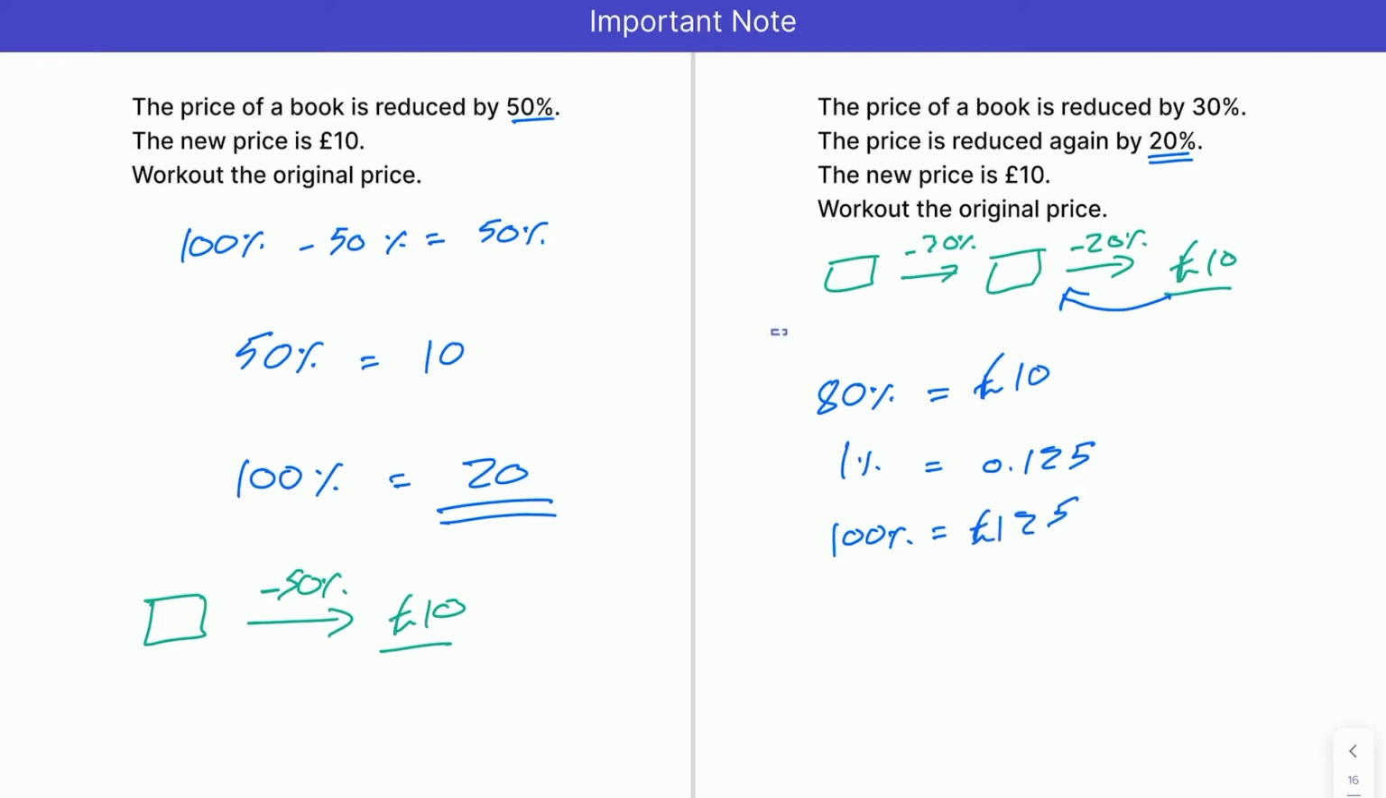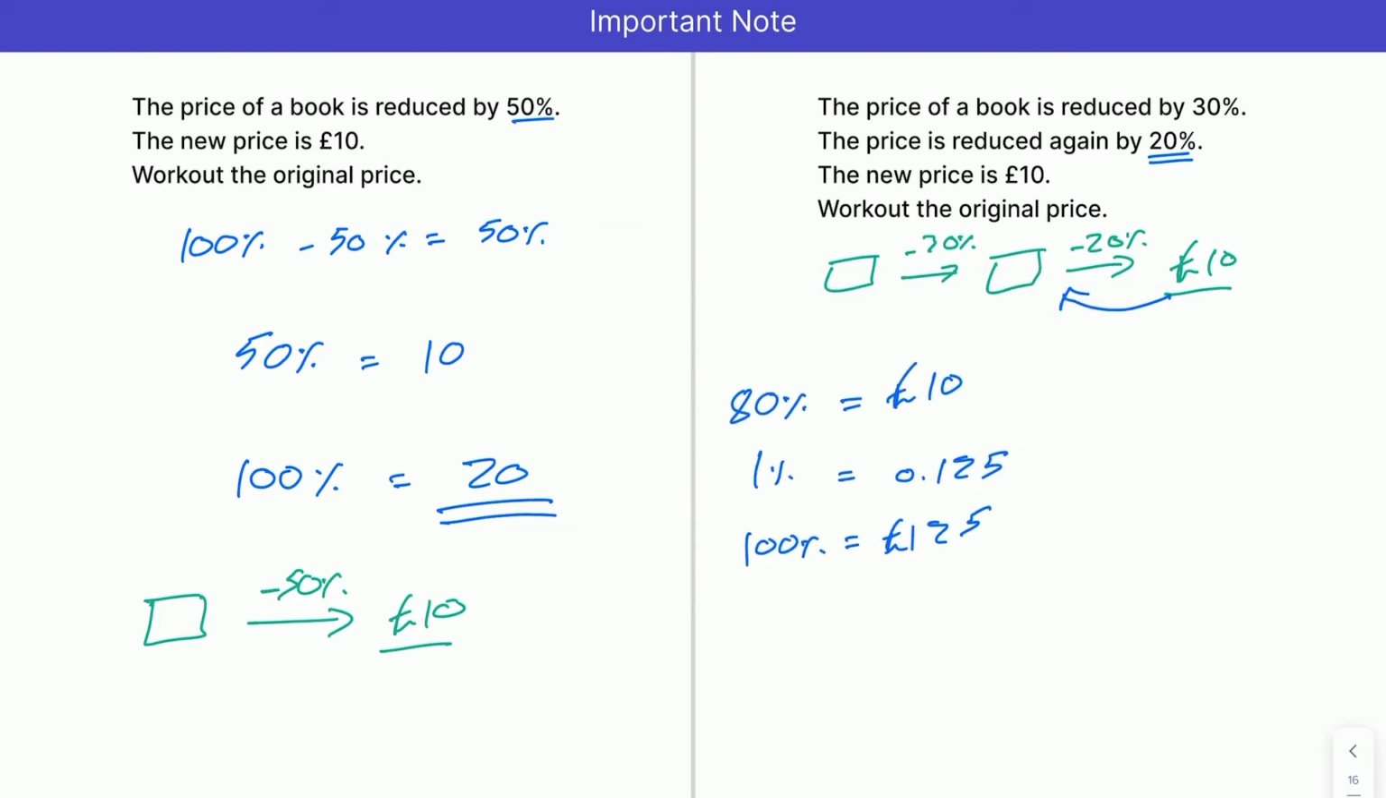Okay, and this is key. We're going to do this in two steps. So that now I know what goes in this box here. So in fact, I can just write that in. I know this is 125. So I've now come here, and now I need to go back to the original price, which is there. And I know that this 125 here was reduced by 30%. So I know it represents 70%. So I know that 70% is 125. And again, I'll find 1% of this and then 100%.